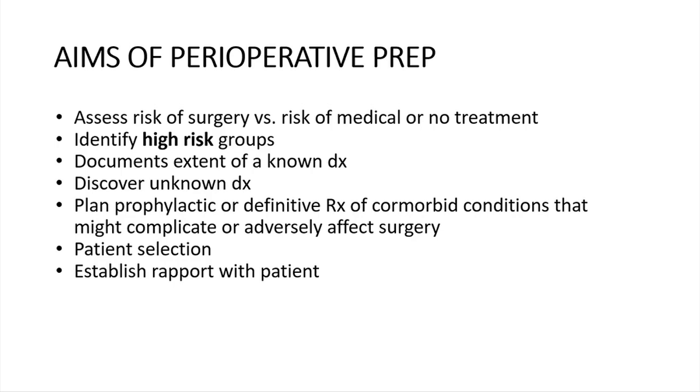The aims include to document extent of known disease. You have to discover unknown disease via proper evaluation. You plan prophylactic or definitive treatment of comorbid conditions that might complicate or adversely affect surgery. Now you do a careful patient selection. It's not all patients you just operate. You have to do a careful patient selection. Now you must establish rapport, okay, so that you will build trust between you and the patient.